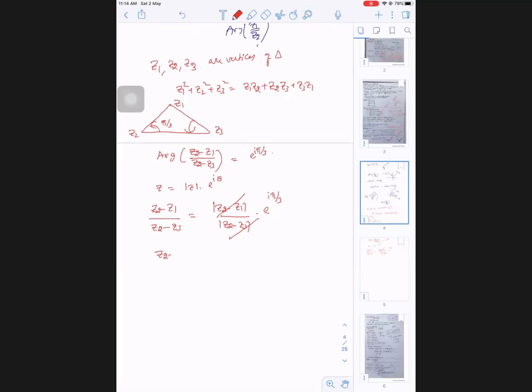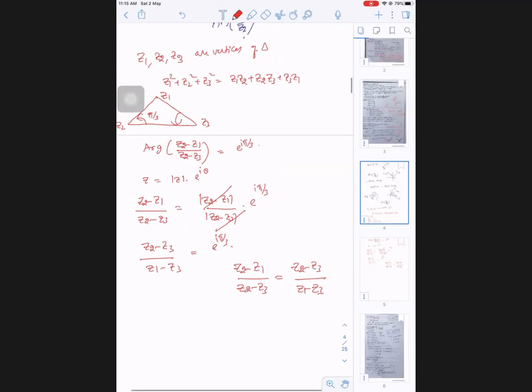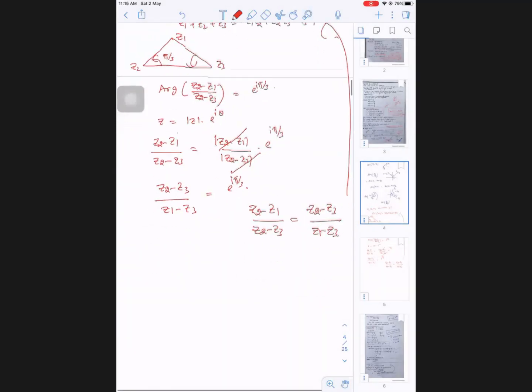So the magnitudes are the same. Now by applying the same logic for the other case, if you take this diagram, then (Z2 minus Z3) by (Z1 minus Z3) is also e power i pi by 3. Now equate both of them: (Z2 minus Z1) by (Z2 minus Z3) equals (Z2 minus Z3) by (Z1 minus Z3). By simplifying this, you will get exactly the given result. So this type of result you can prove with the help of this rotation formula.